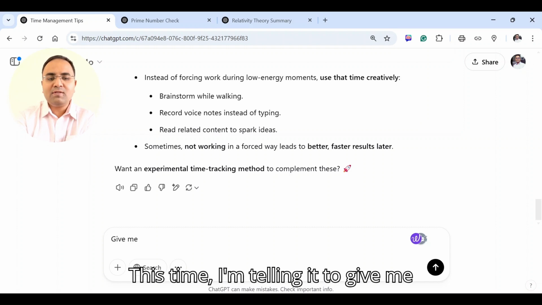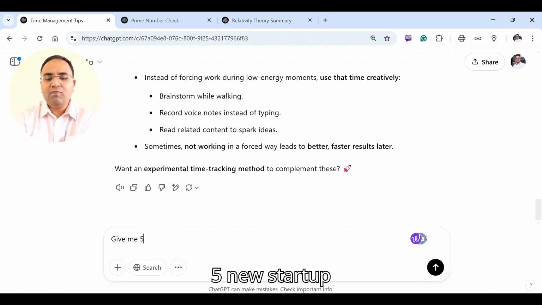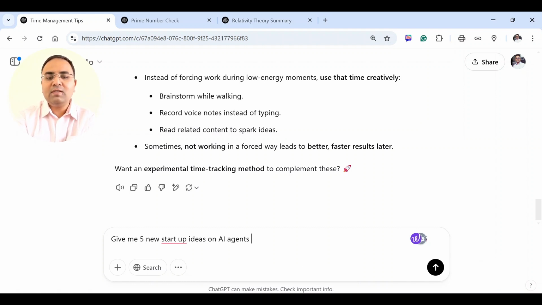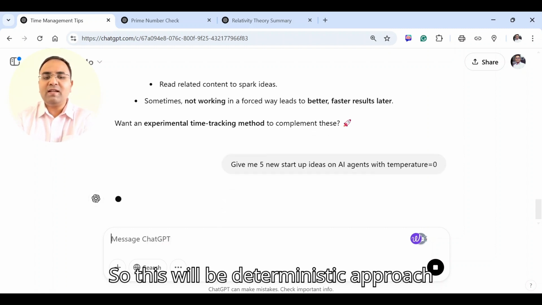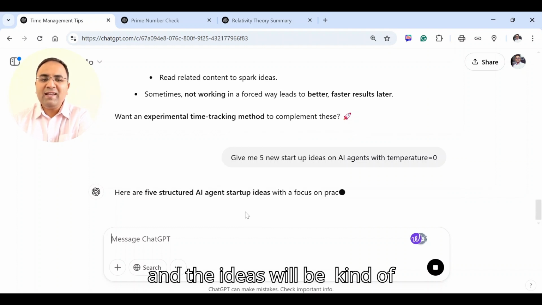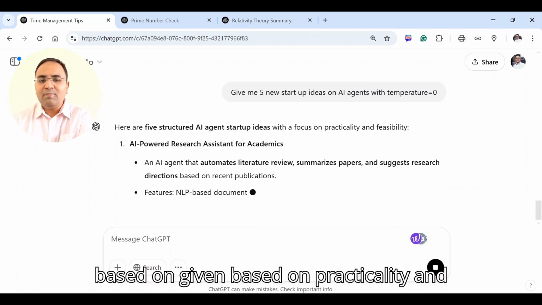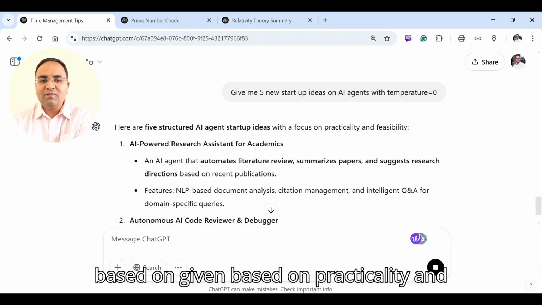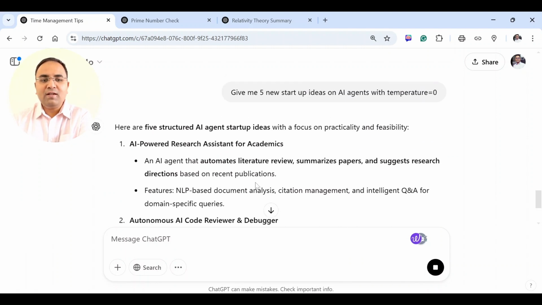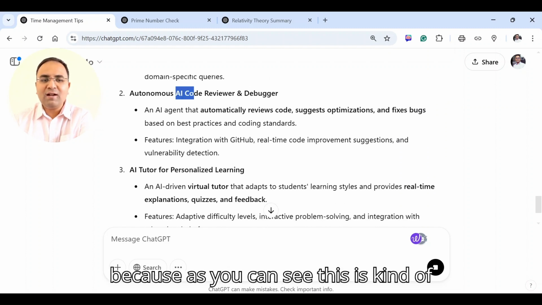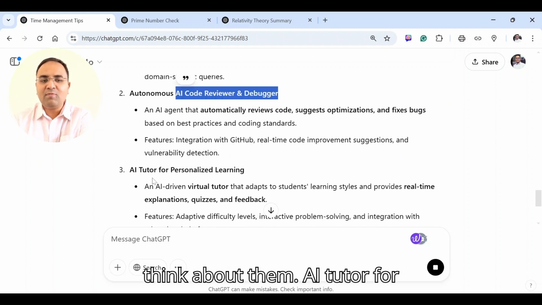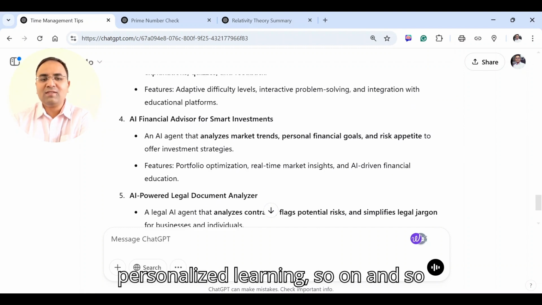This time I'm telling it to give me 5 new startup ideas on, let's say, AI agents, with temperature equal to, let's say, 0. So this will be a deterministic approach, and the ideas will be based on practicality and feasibility, of course. And creativity will be very low, because as you can see, these are very trivial ideas, right? Anyone can think about them. AI tutor for personalized learning, and so on and so forth.